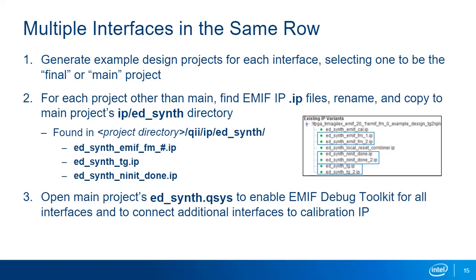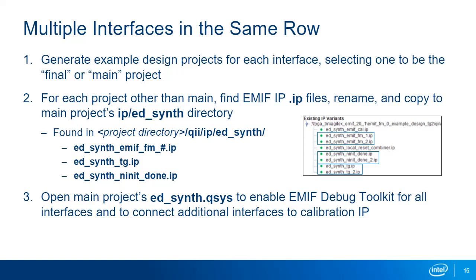Next, for each example design other than the main one, find the .ip files for the EMIF IP, the traffic generator IP if used, and the reset release IP, named ninit_done. Copy these files to the main project's edsynth directory, renaming them in the process to avoid overwriting the main project's EMIF IP. If you've done this correctly, you'll see the IP copies appear in the IP catalog for the main project in Platform Designer as shown.